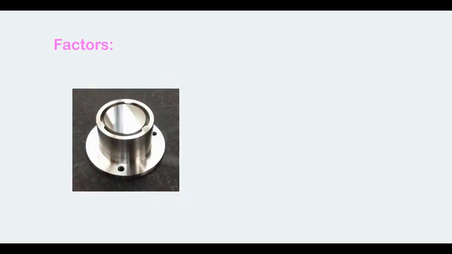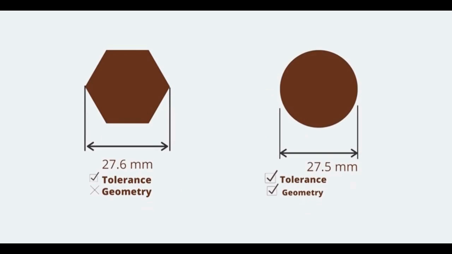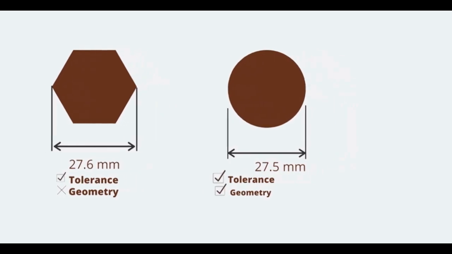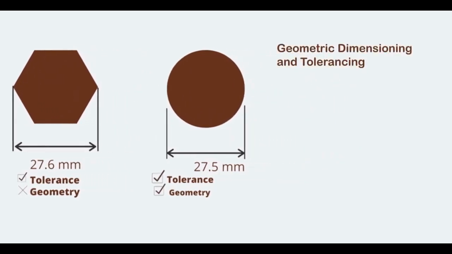The first is tolerance and the other is geometry. For example, in the inspection of a circle having a diameter of 27.5 mm with a tolerance of 0.5 mm, the first product is a pentagon, so it does not qualify because it does not satisfy its geometrical tolerance. On the other hand, the second product satisfies its geometrical as well as dimensional tolerance, so this product is accepted. This use of dimensional and geometrical tolerance in combination is known as geometric dimensioning and tolerancing.